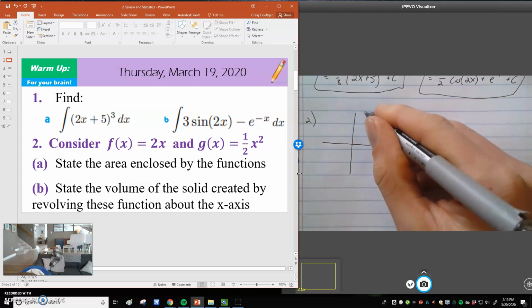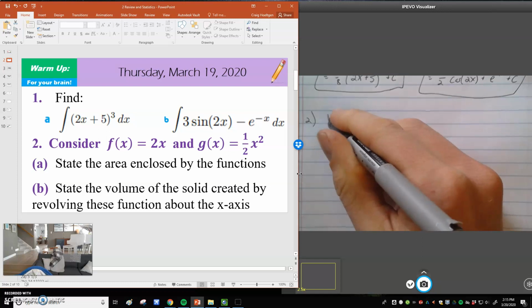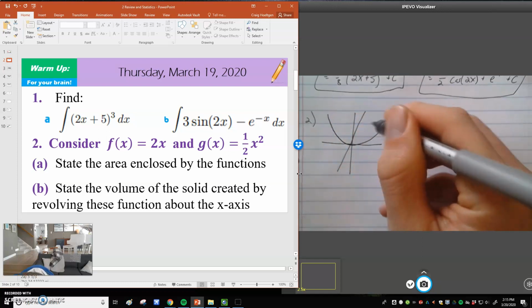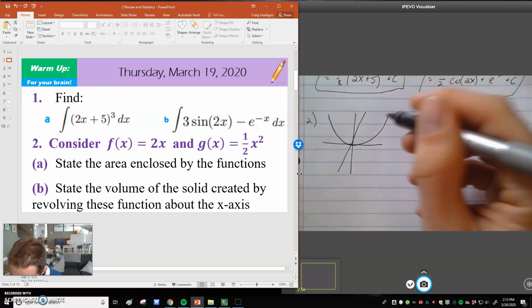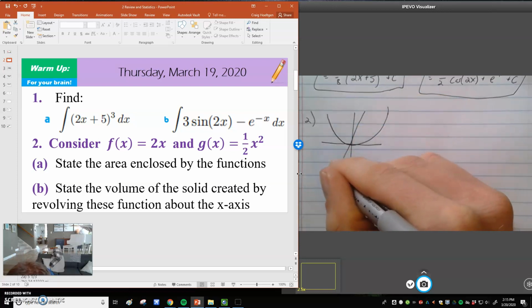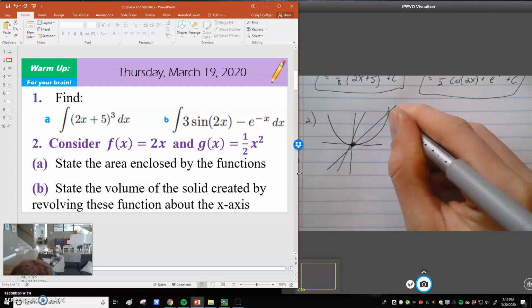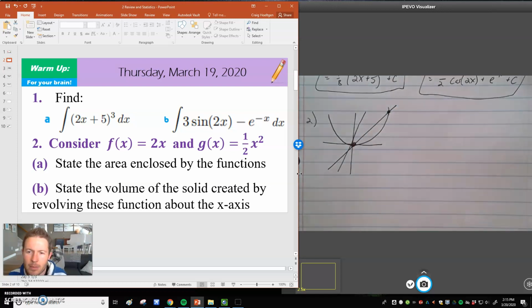2x is going to look something like so. 1/2 x squared, maybe something like that. Eventually up here they will intersect. My picture is not very good. But actually, I don't really like that picture. Maybe I'm just going to draw it a little bit better, just so we can really see we're going to have these two intersection points here.